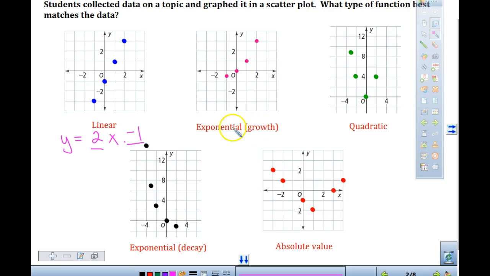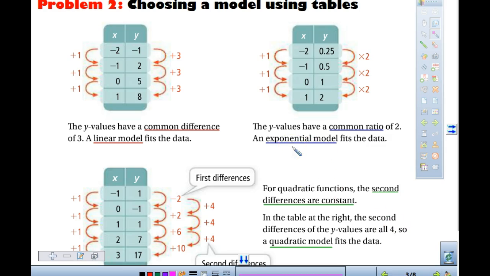The exponential, sometimes a little harder, but these ones both went below the x-axis. Most of yours will not. And absolute value, we should be able to at least tell the vertex to get it in that form of the equation. Same with our quadratic.